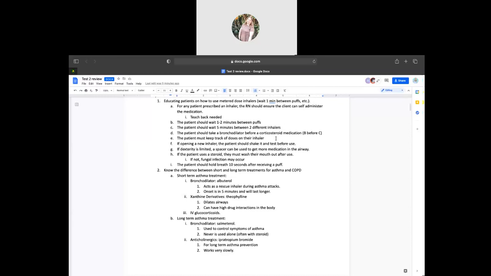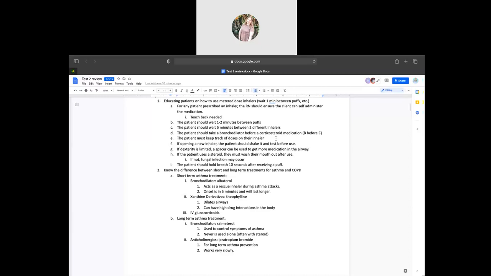Remember, they always need to keep track of doses on their inhaler because the patient may have an asthma attack and they go to get their inhaler and maybe the inhaler's out. They need to make sure that they refill their inhaler or open up a new inhaler when the old inhaler is done. So every time they use an inhaler, they need to keep track of that dose because we don't want them in an emergency situation to not have their inhaler with them and not have enough medication in it.